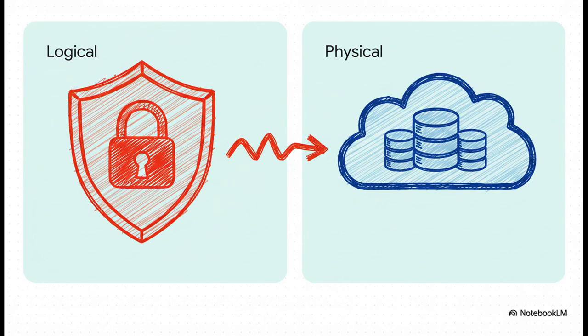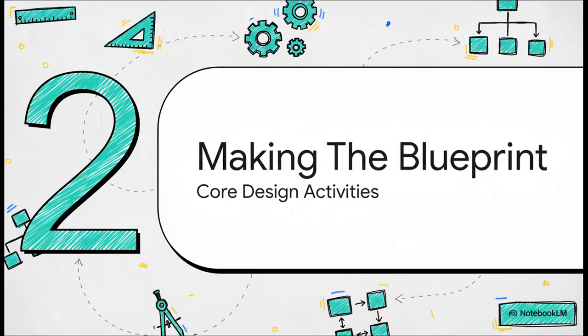Here's a perfect example to make it crystal clear. The logical design states a requirement. Customer data needs to be secure. It's the what. The physical design then comes in with a specific solution. Okay, we're going to use a PostgreSQL database hosted on a secure cloud server. That's the how.